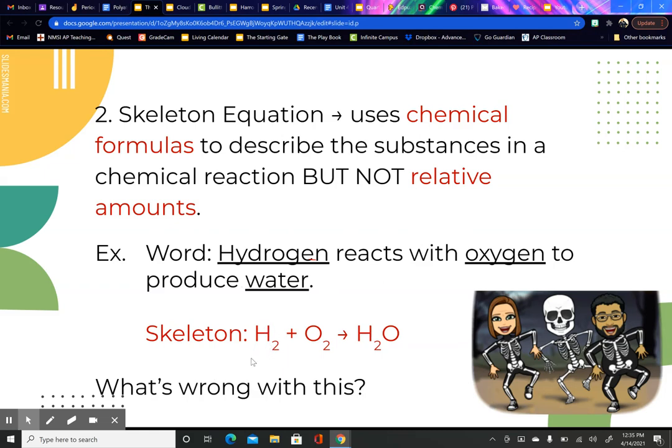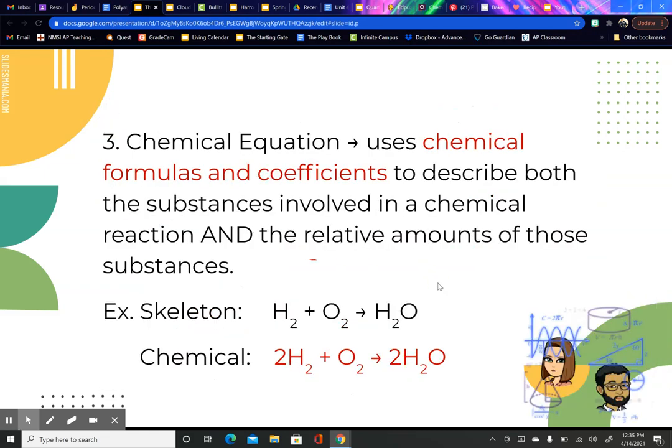How much H2 is required for this recipe? How much O2 is required? And how much H2O do I get out at the end? So then we move on to a chemical equation. So go ahead and pause here, fill in your missing information, or copy down the screen. So chemical equations use the formulas, but now I also have something else.